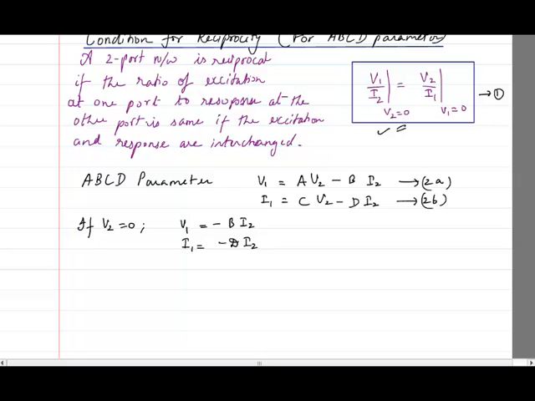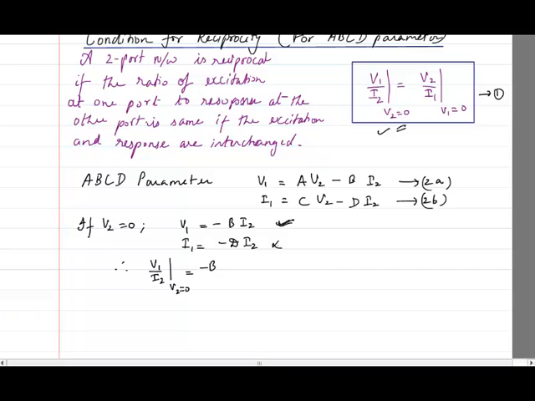Now I want only V1 and I2, for which only this equation is enough. I don't need the other equation. So V1 by I2, when I take V2 equal to 0, is basically minus B. From which equation? From this equation. I have not used the second equation.